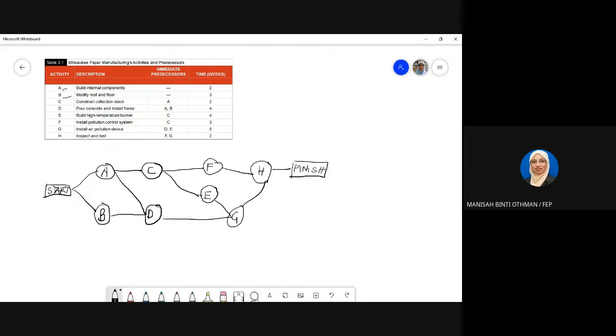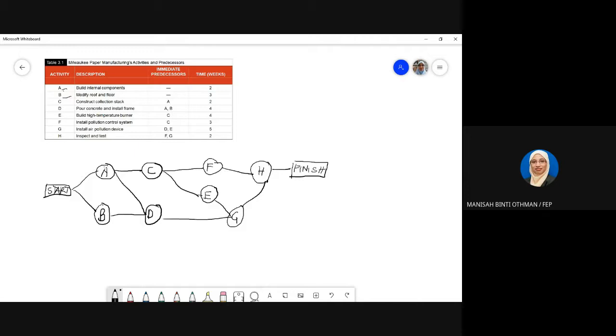Can anyone guess? If you refer to the slide, you already know the answer. But if you don't refer to the slide, can anyone guess the duration for this project to complete? For those who refer to the slide, just keep quiet. Okay, so everyone has the slide. Then I will show you how to get that duration.